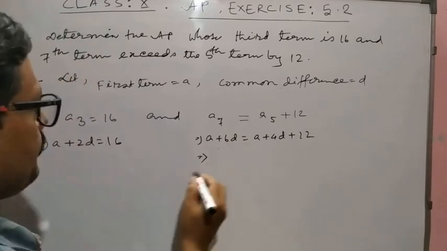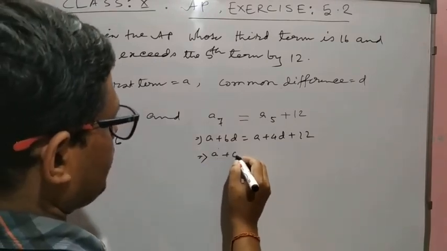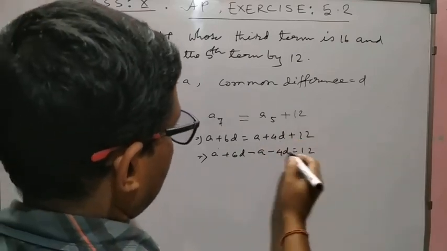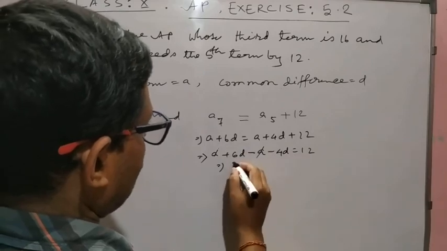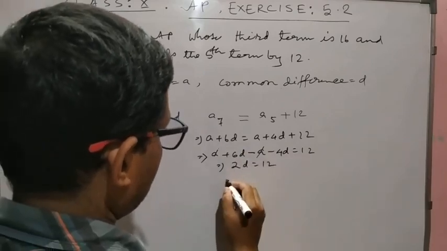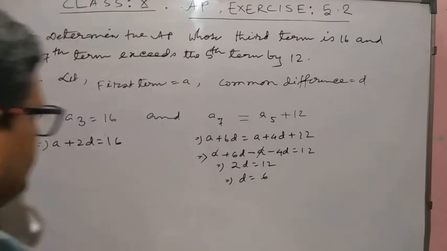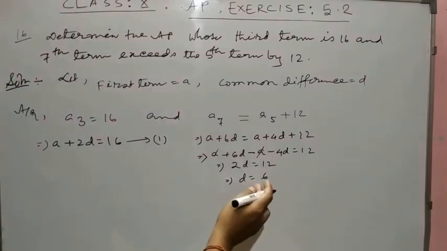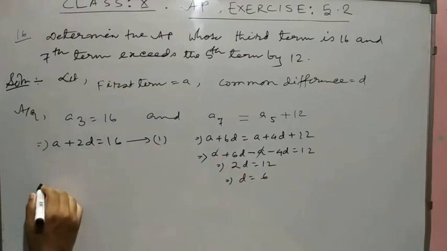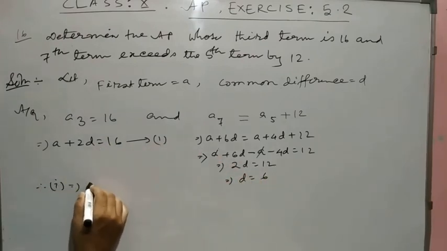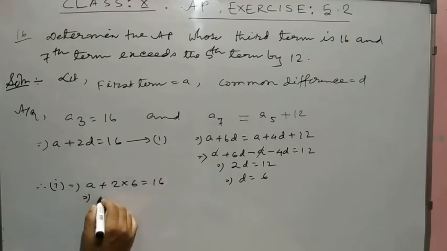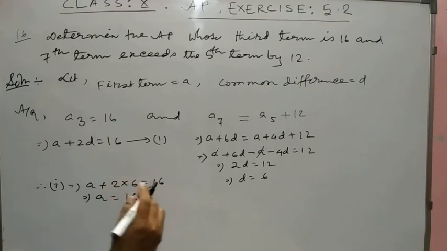This implies that a plus 6d, transfer this side, equal to 12. This cancels, so it will be 2d equal to 12. This implies that d equal to 6. Now this is equation 1. Now putting the value of d as 6 in equation 1, a plus 2 into 6 equal to 16. This implies that a equal to 16 minus 12, that is, a equal to 4.